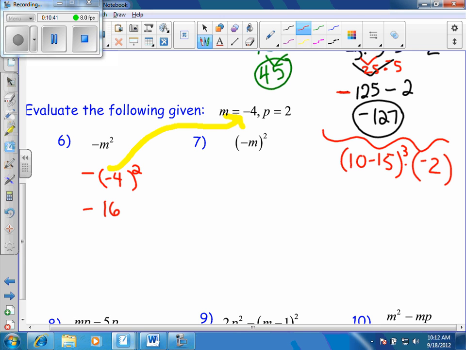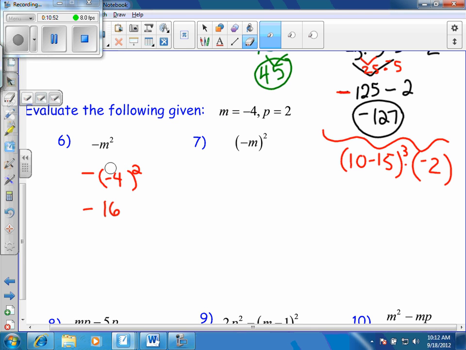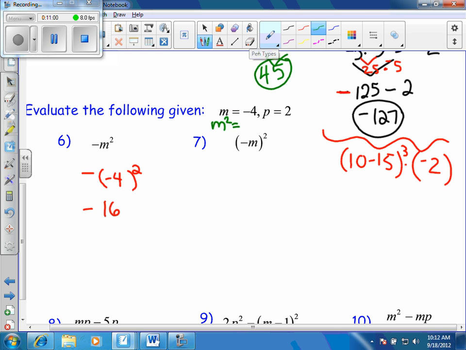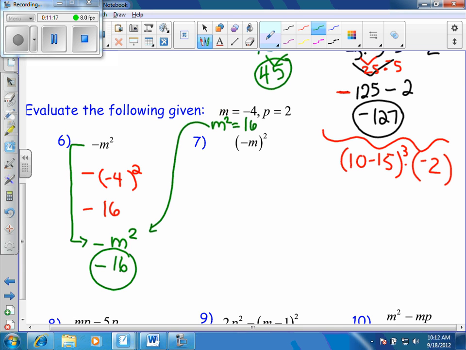Another way to do that, which for some people might be easier, is to go up to the beginning of the problem, and right when you see m is -4, write down what m squared is. When you square a negative number, you're going to get a positive. Then you could just take the problem and say the opposite of m squared. Well, you know m squared is 16, so the opposite of 16 is -16.